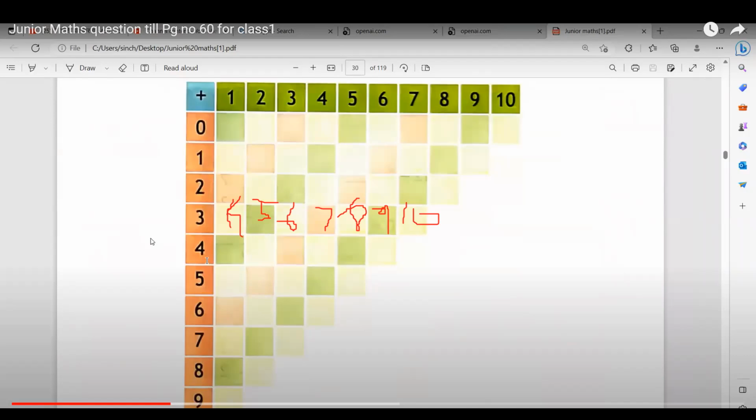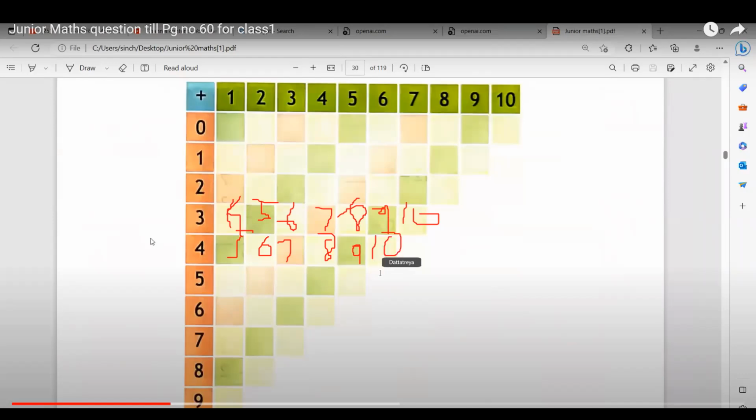4 plus 1 is 5. Then? 4 plus 2 is 6. Then? 4 plus 3 is 7. Write it here, very good. Then? 4 plus 4 is 8. Very good. Then? 4 plus 5 is 9. Write it here, beta. Very good. Then?